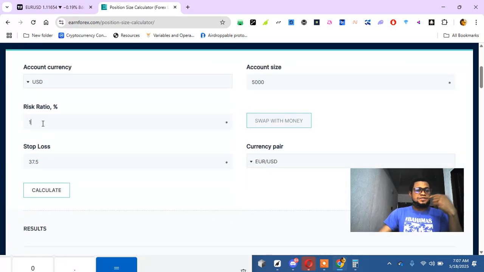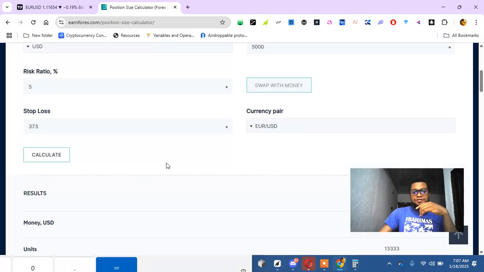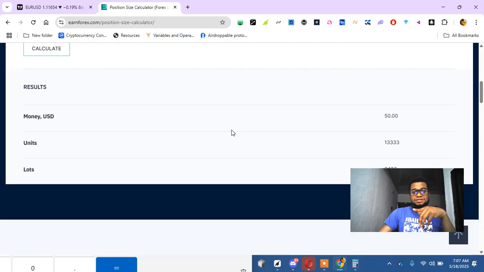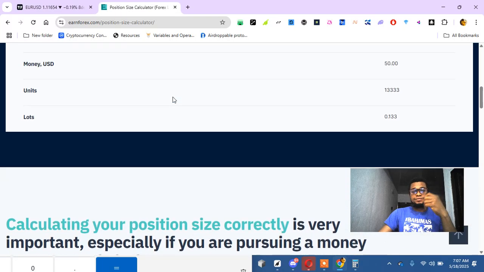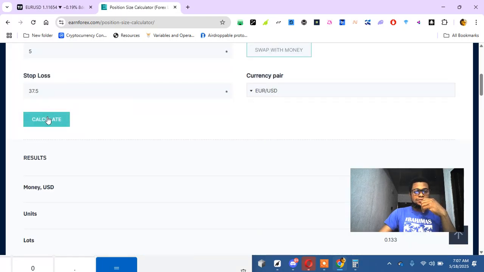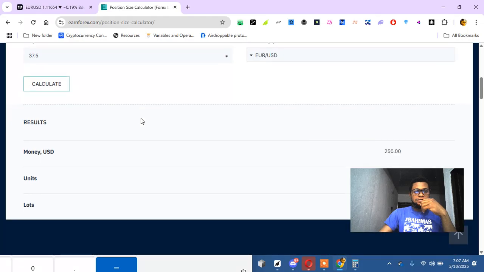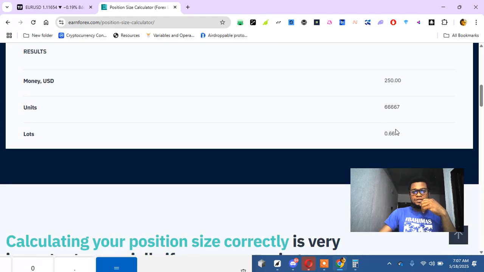So if you see, if you put 5%, if you calculate again, it will change because now you're risking more. Calculate. You see 0.66. You're risking more now for the trade.